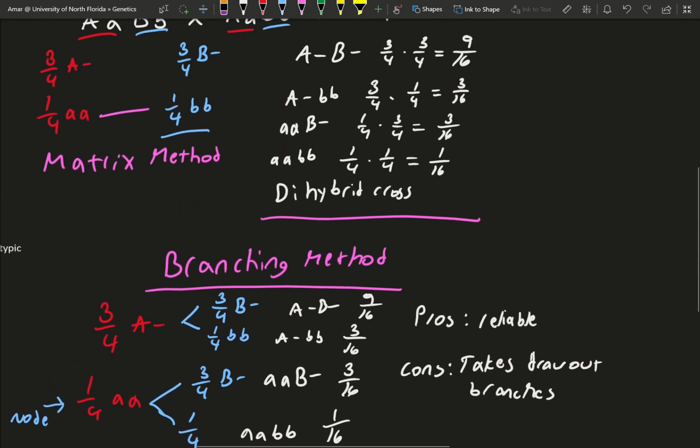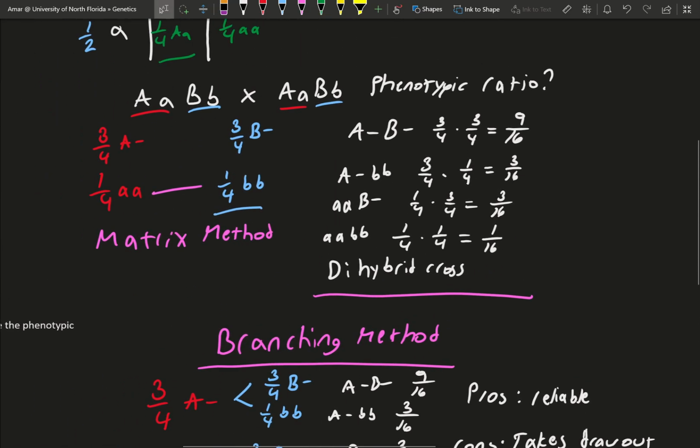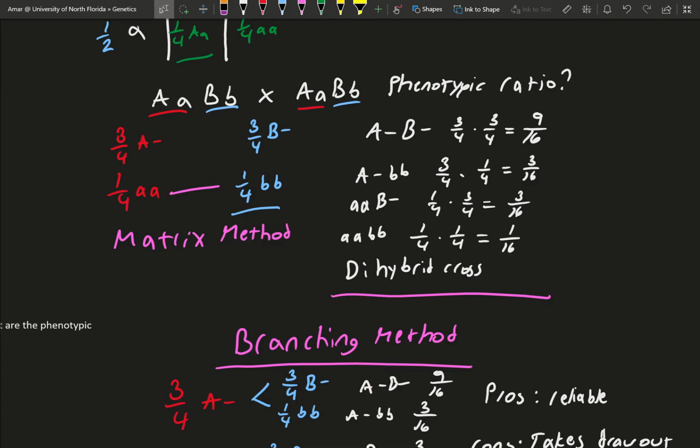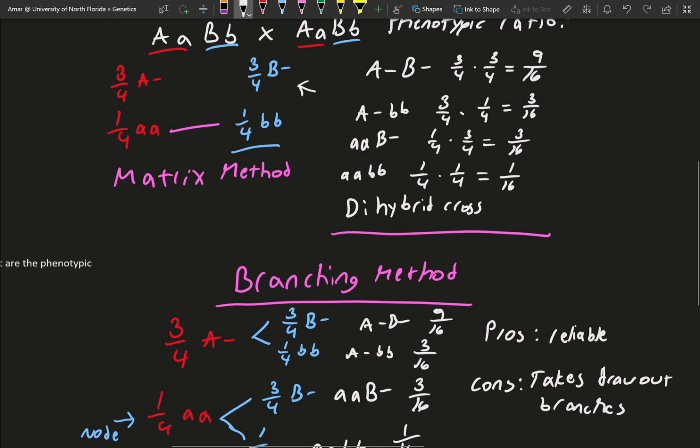The matrix method, on the other hand, as you can tell, I only had 4 different things written down over here, and from those four things that I wrote down, I got the answer pretty quickly. So the pros, this is pretty quick. But the cons, it can get a little confusing if you're not careful.